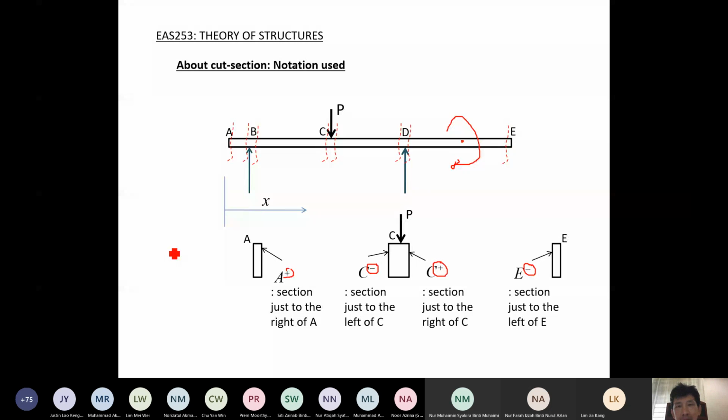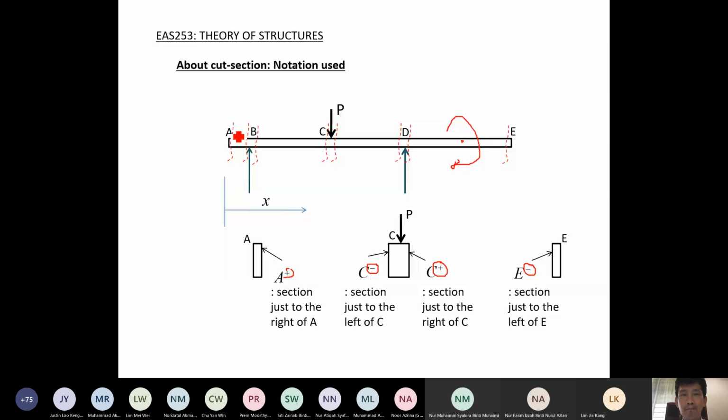So this is just to let you know that when we are doing cut sections, especially when we are cutting at the point where there is a loading, we cannot cut through the point where there is a loading. So we have to be clear whether we are cutting just to the left or just to the right. The same thing applies at the free end of the beam, or free end of a member.